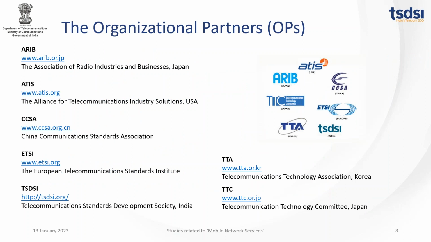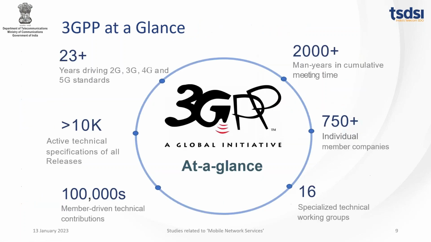The 7 organizational partners are: ARIB from Japan, ATIS from USA, CCSA from China, ETSI from Europe, TSDSI from India, TTA from Korea, and Japan has another SDO as an OP, which is TTC. So you can see that we are in a very strong position in 3GPP, and we should leverage that and contribute as much as we can.